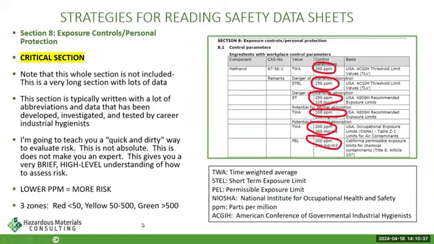Okay, next one. Section 8. This is the second section that I go to. When I'm doing this for industry and I'm evaluating risk for them, I start with section 2 and then I flip over to section 8. Section 8 is exposure controls.